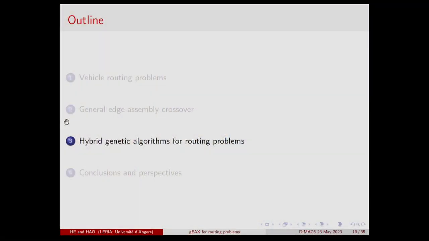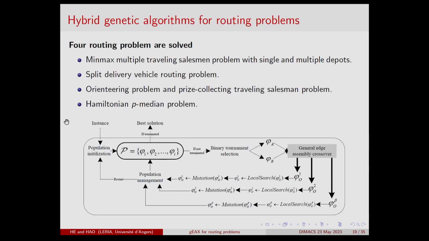And based on the general edge assembly crossover, we use a hybrid genetic algorithm to solve four routing problems: the MIMAX MTSP with single and multiple depots, split delivery VRP, and TSPs with profits, where two problems were solved. And finally, the Hamiltonian p-median problem. Here is the framework of our HGA.